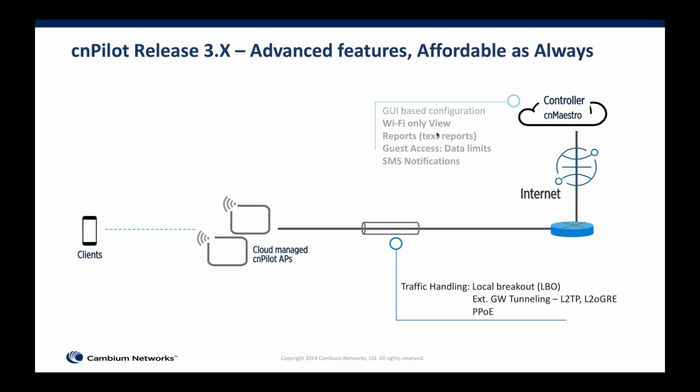On the traffic handling, this is a recap of 3.0. We've got 3 different ways in which you can take the traffic out of the APs. You can do a local breakout and bridge the layer 2 traffic out of the APs, or you can tunnel the traffic from the access points over to an external gateway, either using L2TP tunneling or layer 2 GRE. And we also support PPPoE as well for connections over DSL networks.